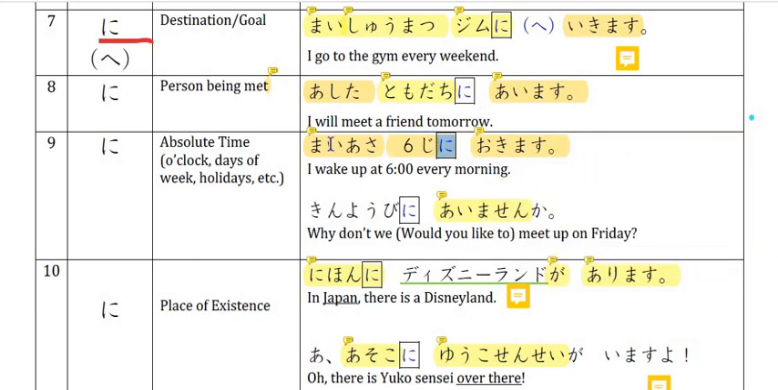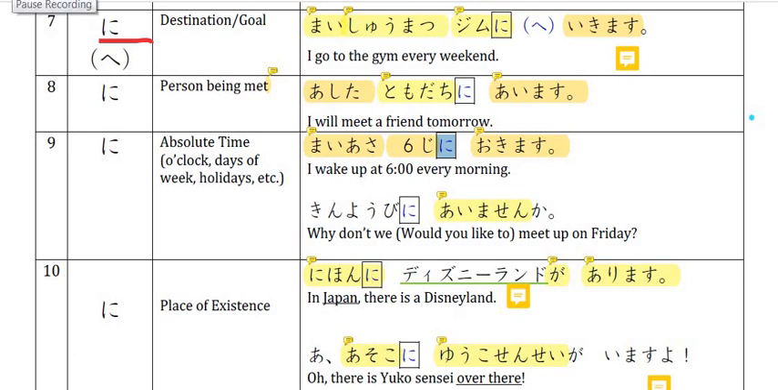If you want to say that I wake up at 7, just change the 6 to 7. You are going to again omit the watashi wa part, but if you want to say it for your comfort, it's okay. So it's going to be watashi wa maiasa 7時に起きます. Watashi wa maiasa 7時に起きます.